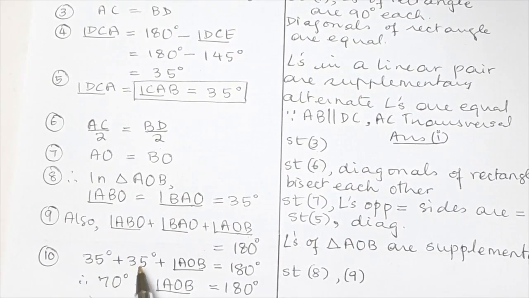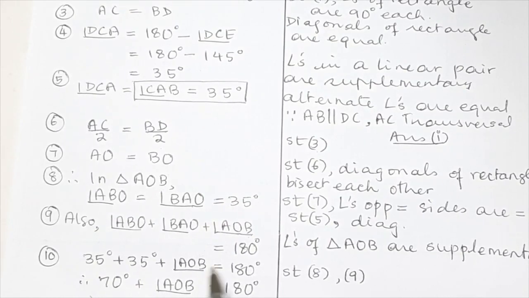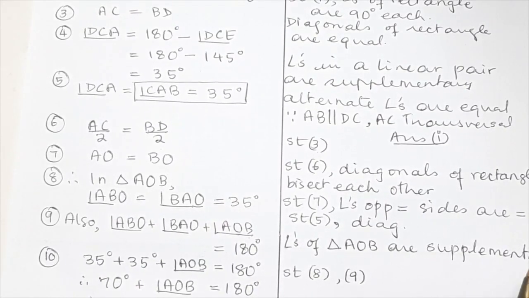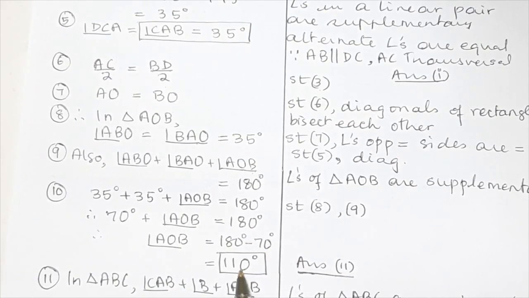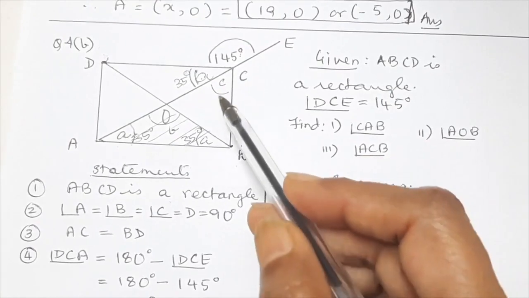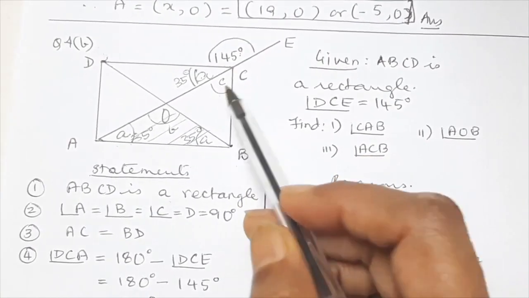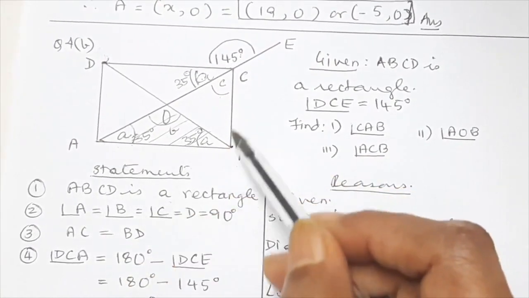And so we substitute 35, 35 and AOB equal to this. And so we will have 70 degrees plus AOB equal to 180 degrees. So AOB turns out to be 180 degrees minus 70, which is 110 degrees. And that's our answer 2. Now we have to find this angle, this one, C. So we will take this triangle. Which one?